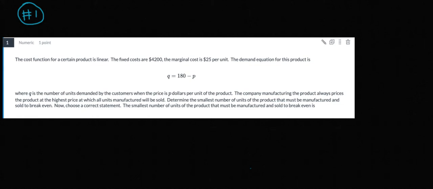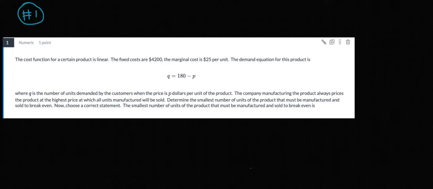In problem number 1, we are told that the cost function for a certain product is linear. The fixed costs are $4,200. The marginal cost is $25 per unit. The demand equation for this product is Q equals 180 minus P, where Q is the number of units demanded by the customers when the price is P dollars per unit of the product.